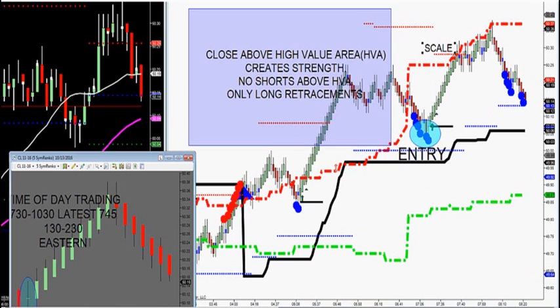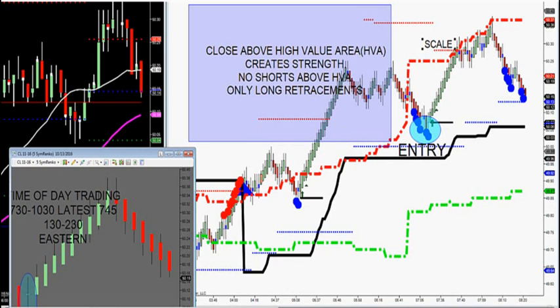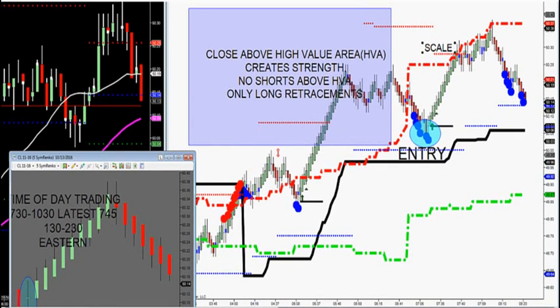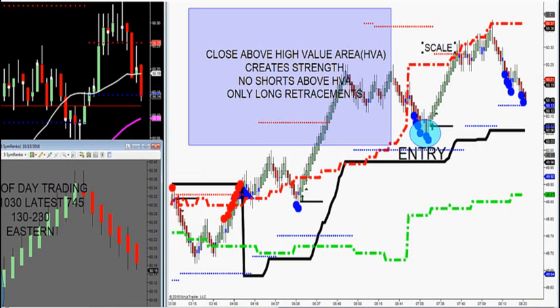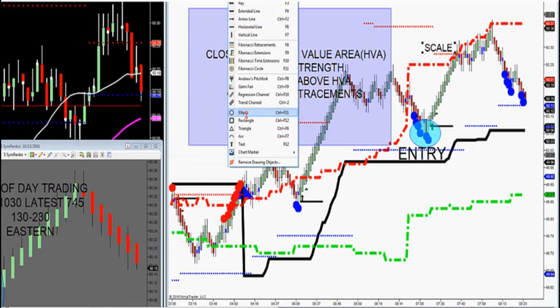If you close above the high value area, this creates strength in the market. Any given market that you're trading, that is going to create strength. No shorts above high value. We're not allowed to take any shorts if we're outside of this high value area. There are no shorts; we're only looking for long retracements. It started right here earlier this morning. It first broke outside of the high value, and that created strength in crude.